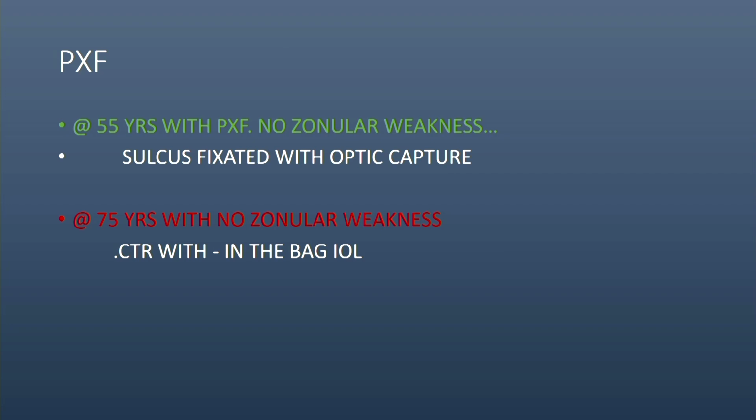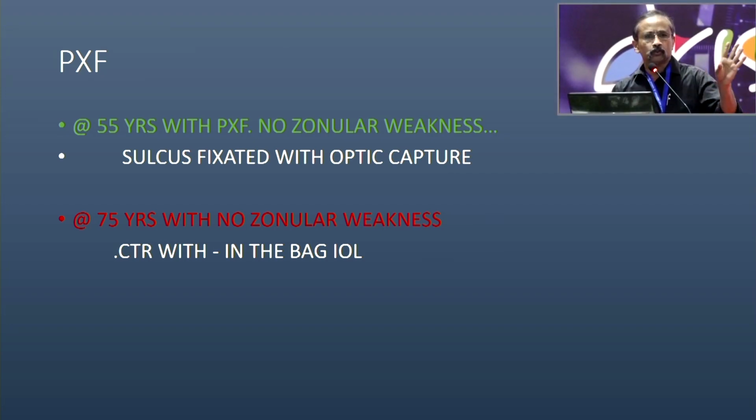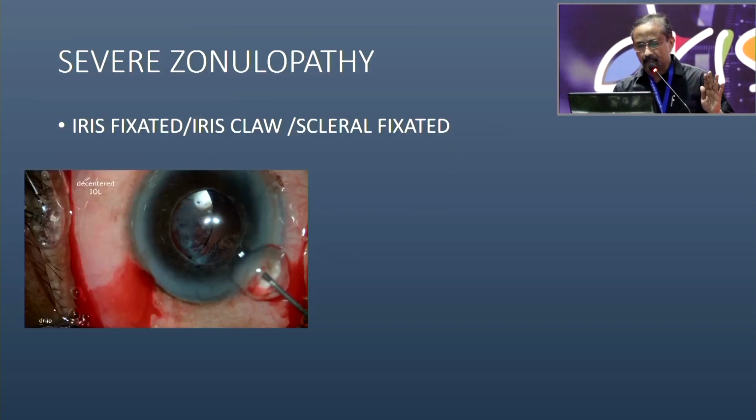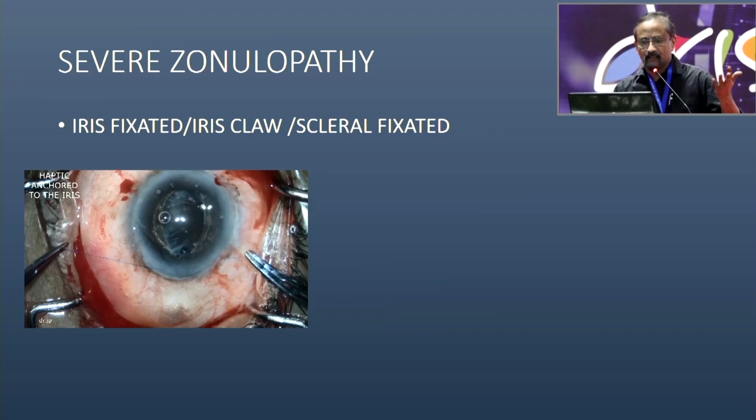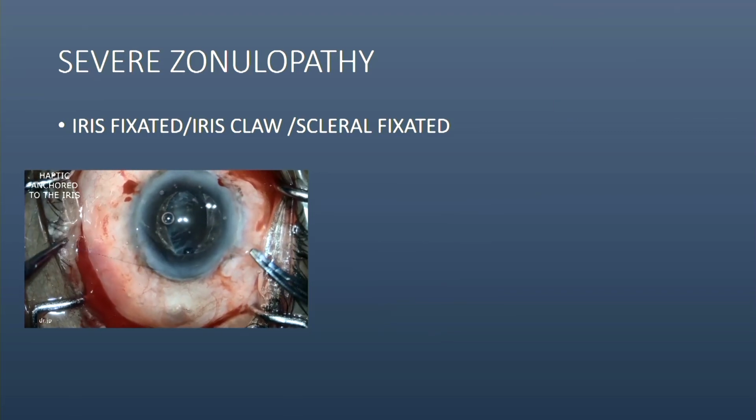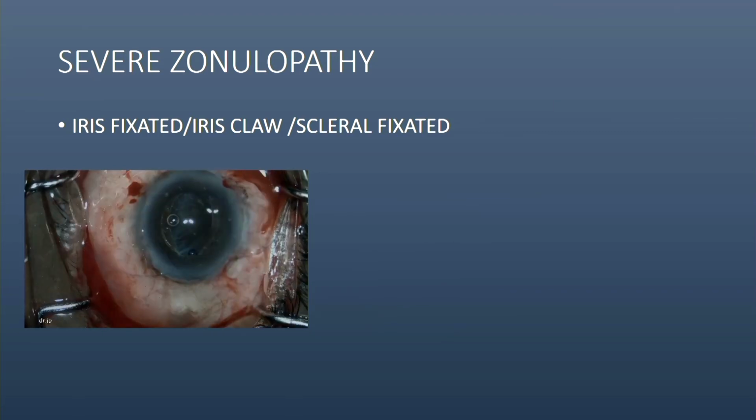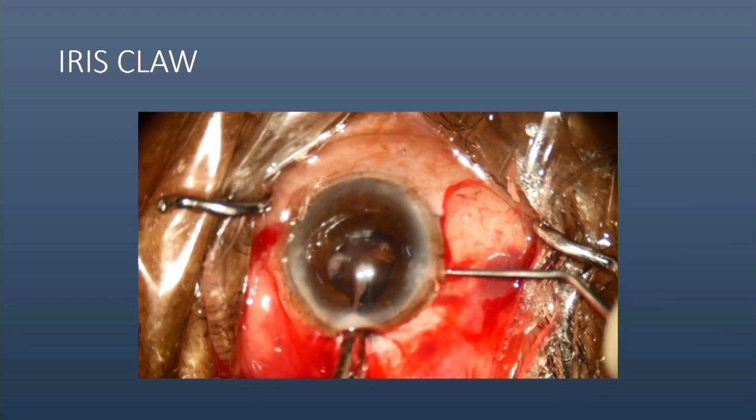In a 55-year-old with pseudo-exfoliation and no zonular weakness, I still feel we should put in a sulcus fixated lens with optic capture, because this guy has to live for a long time. In contrast, at 75 or 80 years with no zonular weakness, I'll definitely put in a CTR, but with an in-the-bag IOL. And when you have severe zonulopathy, I prefer iris fixation with 9-0 sutures or an iris claw lens.